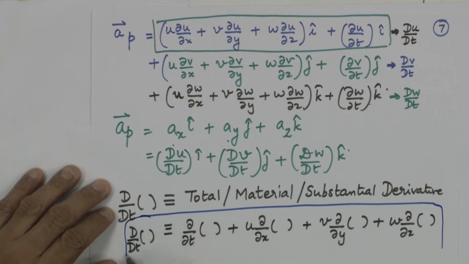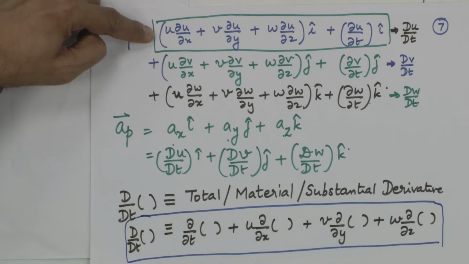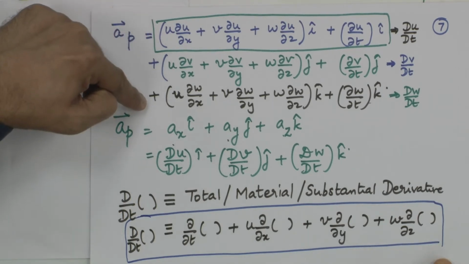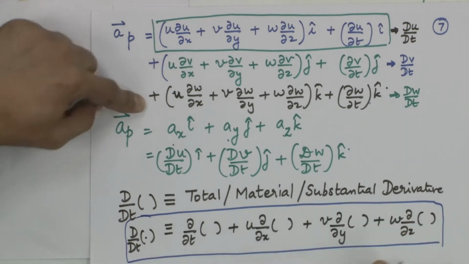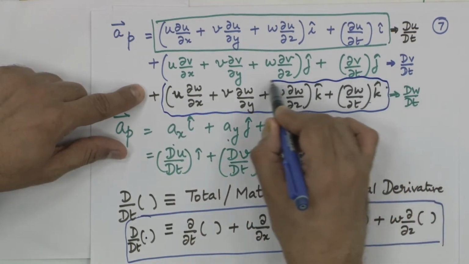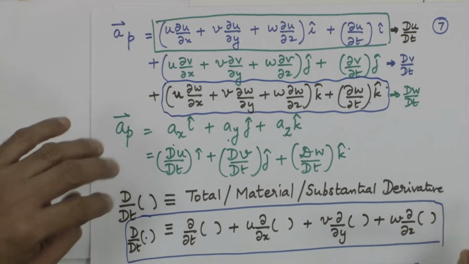So, when I put this bracket as u, I get the first term. When I put this bracket as v, I get the second term. When I put this bracket as w, I get dw by dt, which is the group of third term. So, I hope you are able to see this. Let us look at each term one by one. Du by dt is nothing but the total or material or substantial derivative of the x component of velocity.